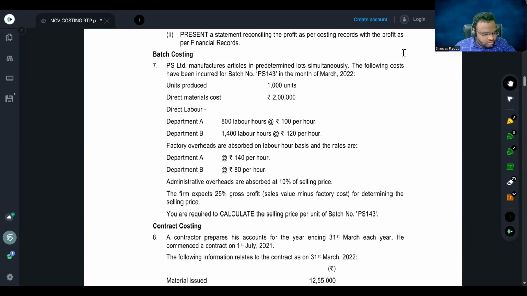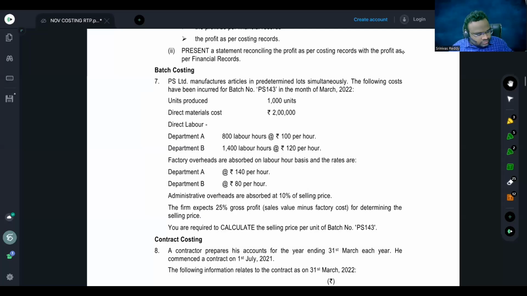PS Limited. Right, students? Let us go to question number 7. It is from batch costing. From batch costing, the question could be either to calculate economic batch quantity or to prepare the selling price for batch numbers. In this question number 7, we have to calculate the selling price per unit of a batch number. PS Limited manufactures articles in predetermined lots simultaneously.